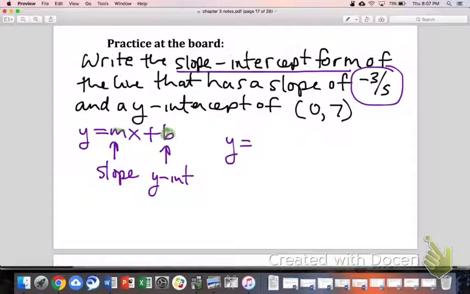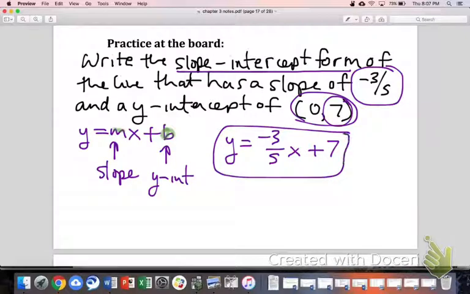So I'd get y equals negative 3/5 x. And then, of course, the y-intercept is the b. And I know my y-intercept is 0, comma 7. So I'm going to put the y-coordinate in there because that's the y-intercept. So in place of b, I'm going to put plus 7. And that is the slope-intercept form of our line. Hope that went well for you. We'll do a couple more warm-up examples.